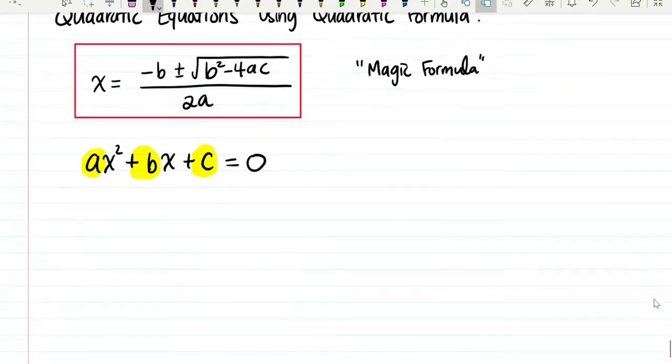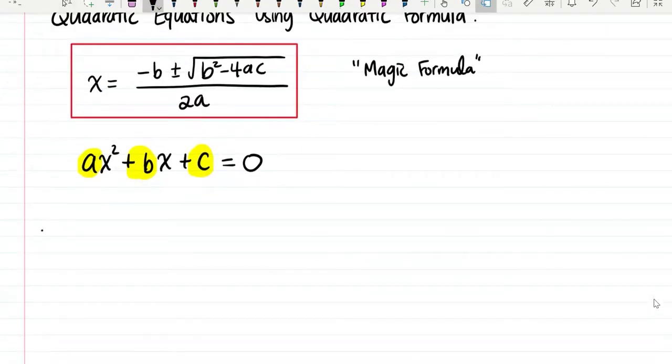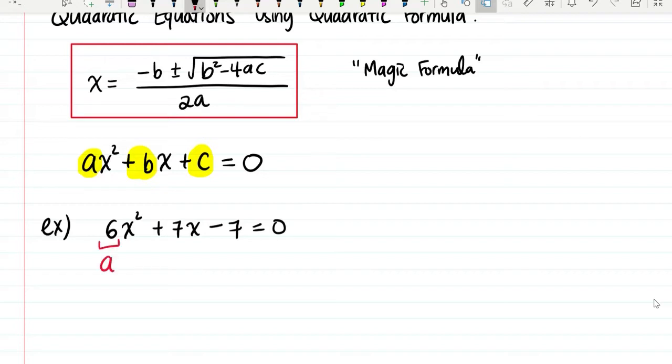So let's try some examples. Here's the example: 6x squared plus 7x minus 7 is 0. How do we solve this equation? You just need to know what a, b, and c are from the equation. So a is positive 6, b is positive 7, and c is negative 7. Let's try plugging in these numbers.